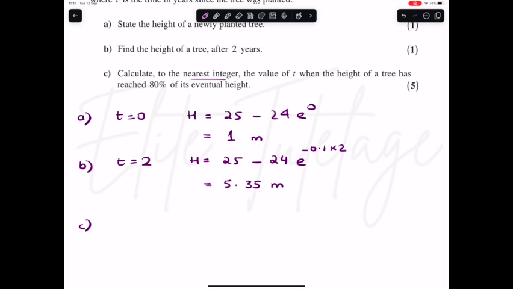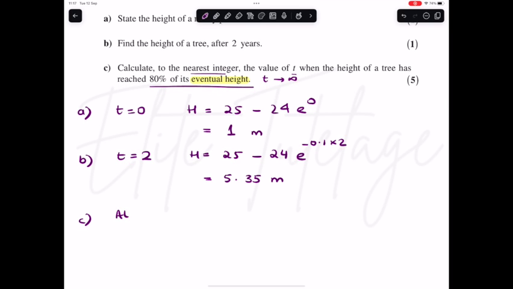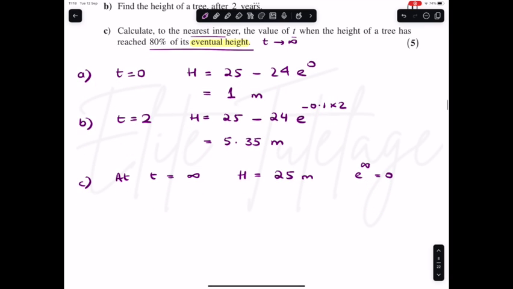Now for the third part, we have to calculate, to the nearest integer, the value of t when the height of a tree has reached 80% of its eventual height. Now that is a keyword. Eventual means t is tending to infinity, and so we need to find that value of h first. So at t equals infinity, h will be equal to just 25 meters because e to the power of minus infinity is just 0. You can try that in the calculator with a really large value. So 80% of 25 is 20 meters.